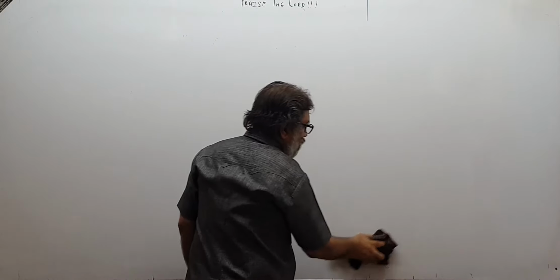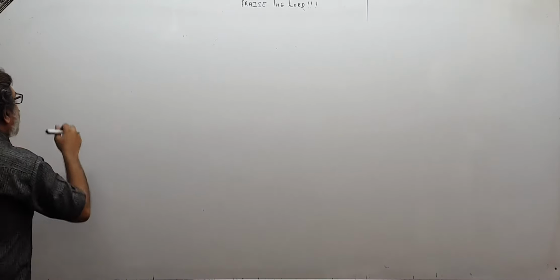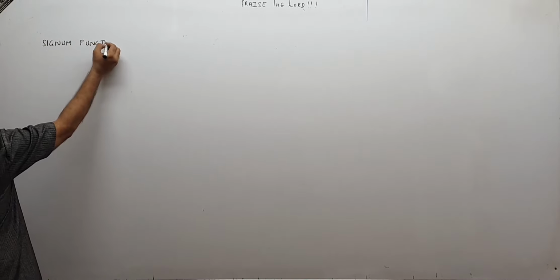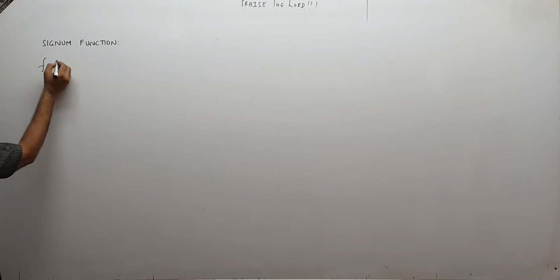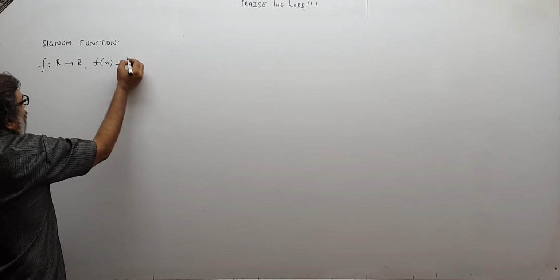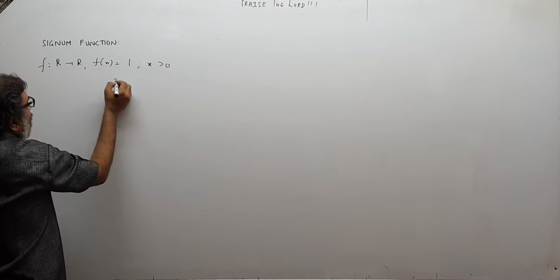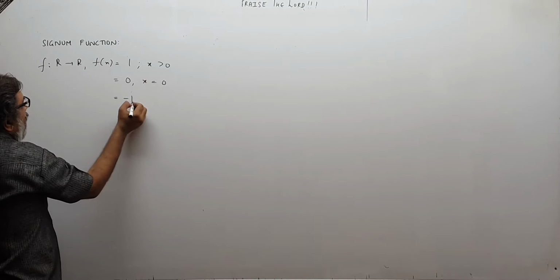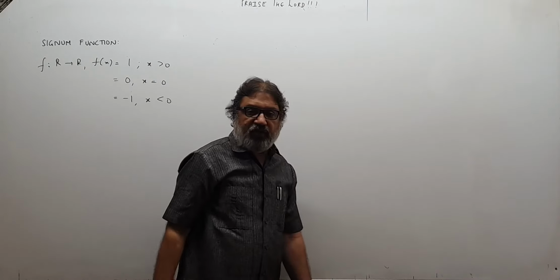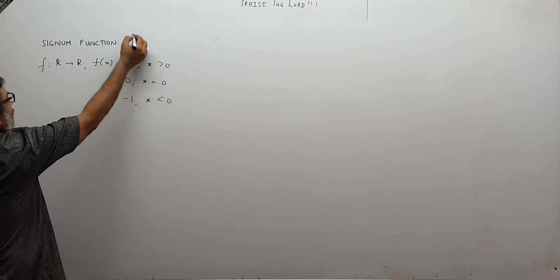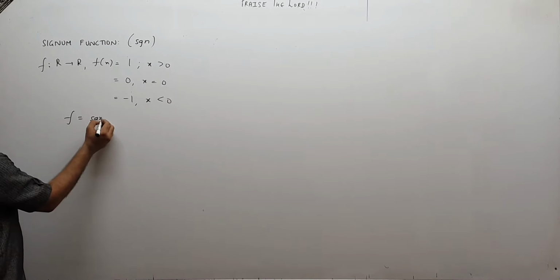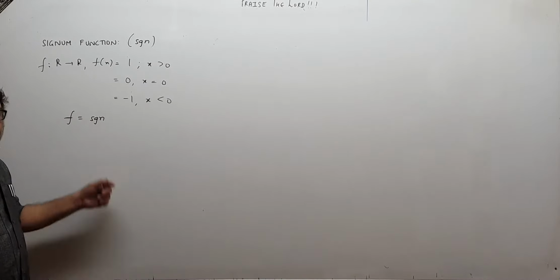Then you got the signum function. Signum function. f is a function from R to R, and f(x) is 1 when x is positive, it is 0 when x is 0, and it is -1 when x is negative. This way we define the signum function. And in short, we write the signum function as SGN. So f is SGN.